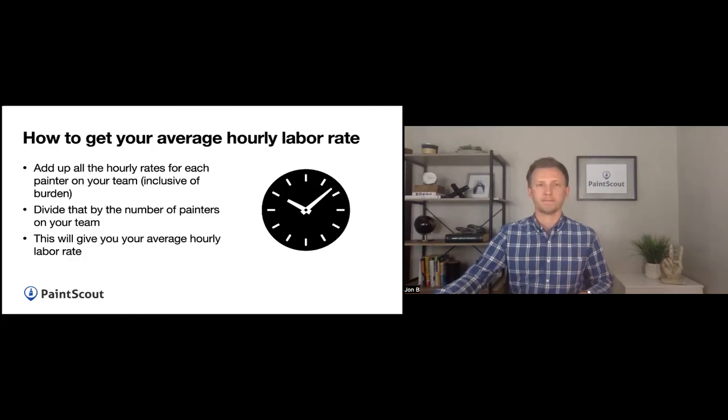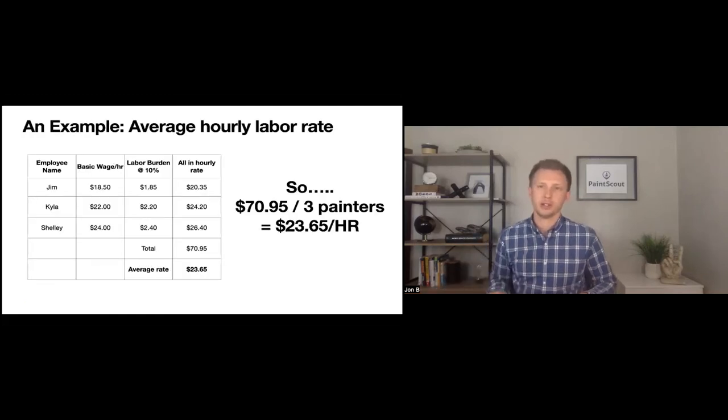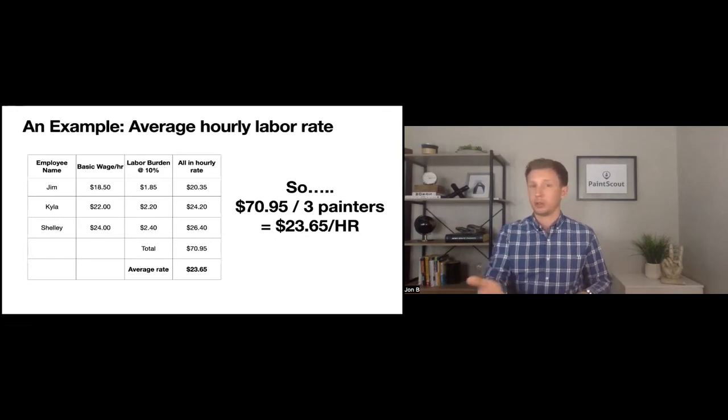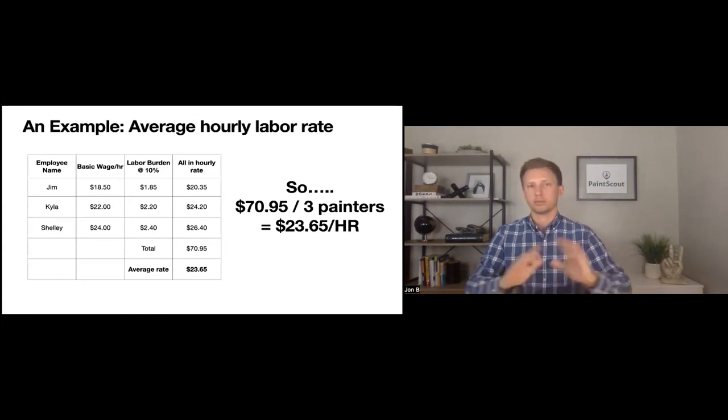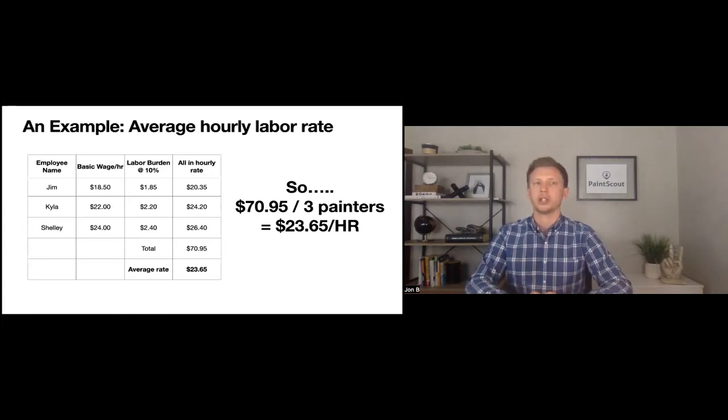Let's look at an example. Here's a theoretical team of 3 people. Your team could be bigger, it could be smaller, but the same process applies. A great way to do this is by an Excel spreadsheet or some type of a way for you to amalgamate all of your staff in one area so that you can make adjustments quickly. Here we've got Jim, Kyla, and Shelly. You can see their basic wage per hour.